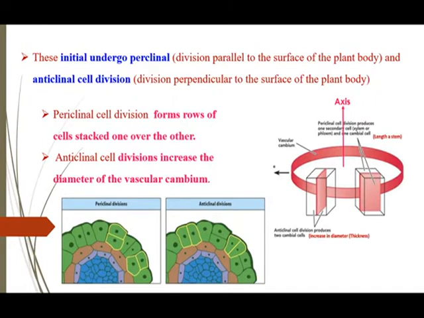These initials divide periclinally and anticlinally. Periclinally means division parallel to the surface of the plant body. Now this is the surface of the plant body, and this division is parallel to the surface, and this type of division is known as periclinal division. If division occurs perpendicular to the surface, this type of division is anticlinal division. Periclinal divisions lead to formation of stacks of cells, whereas anticlinal division increases the diameter of the vascular cambium.